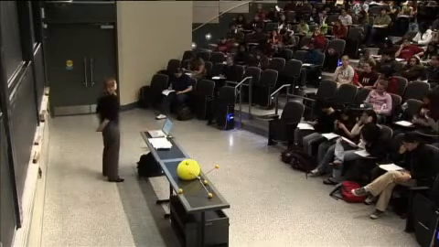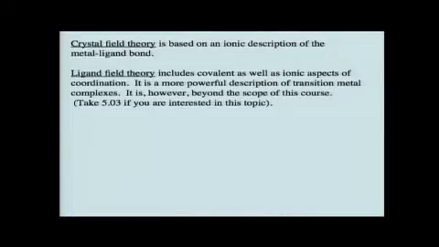Between these two theories that are used to explain how these d orbitals are being affected, crystal field theory is based on an ionic description. So it considers the ligands as negative point charges. It's a very simplified model, whereas ligand field theory considers covalent as well as ionic aspects of coordination. It's more powerful, it's more useful, but it's also a bit more complex. And so we don't cover it in this course.